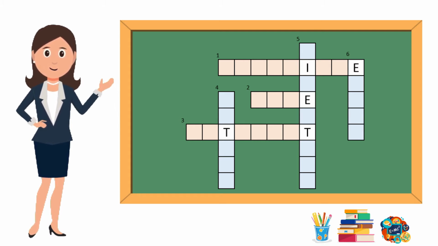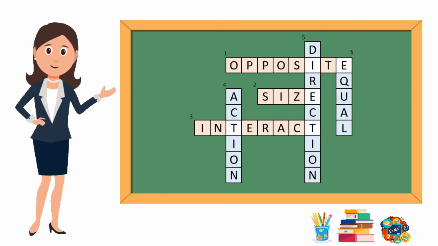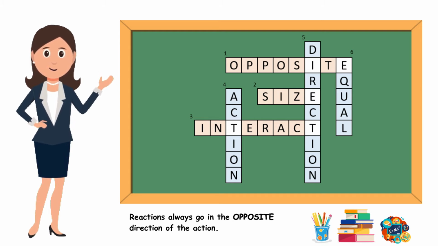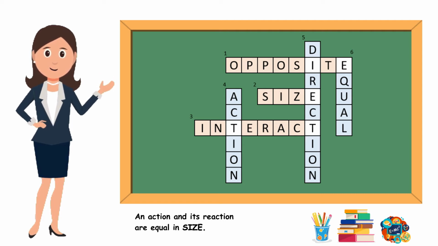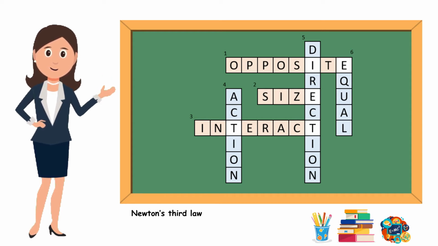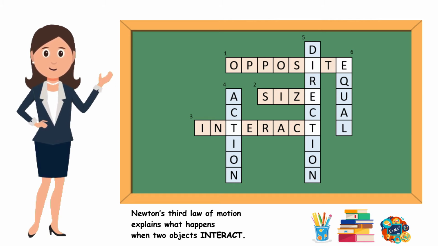Okay, time is up. Now let us answer the crossword puzzle together. Number 1, across. Reactions always go in the opposite direction of the action. Number 2, across. An action and its reaction are equal in size. Number 3, across. Newton's third law of motion explains what happens when two objects interact.